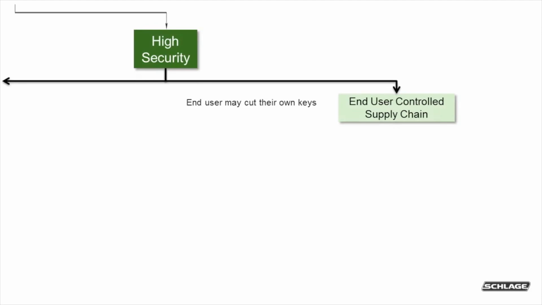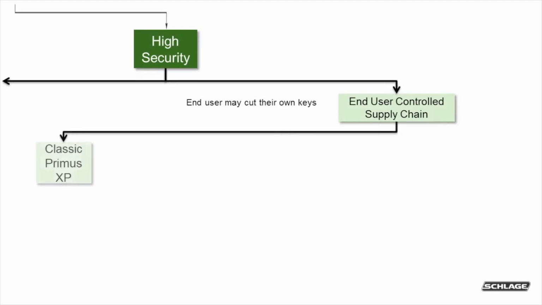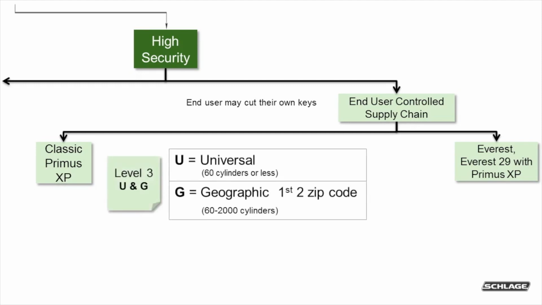Like the dealer-controlled levels, the end-user controlled levels have 2 keyway family types, one for classic Primus XP and another for Everest and Everest 29 Primus XP technology. The classic Primus XP side has 2 levels, each with 2 types of exclusivity. Level 3U is universal, no exclusivity, and only requires a purchase of less than 60 cylinders. Level 3G offers geographic exclusivity based on the first 2 digits in the zip code. This level requires the purchase of between 60 and 2,000 cylinders.